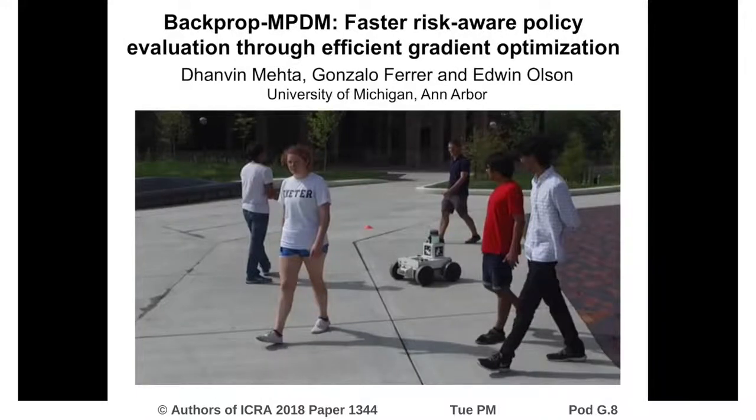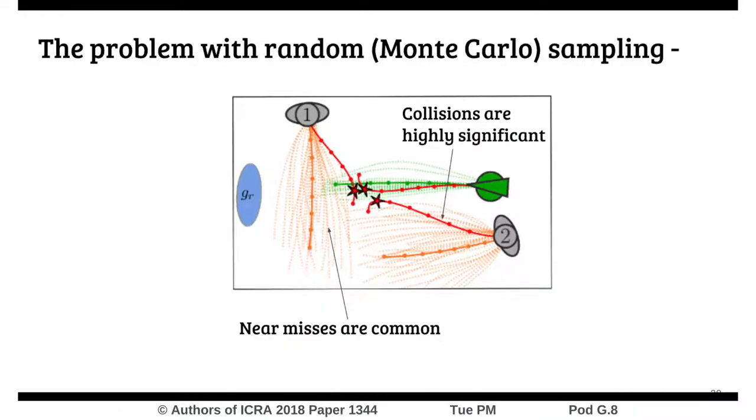We introduce Backprop-MPDM, an efficient gradient-based optimization for reliably evaluating policies while accounting for tracking and prediction uncertainty in a dynamic environment. Here, the robot is evaluating moving towards its goal GR while avoiding obstacles. The most likely outcome is benign, and there are several near misses, but there is one configuration that results in a collision, as denoted by the red lines.